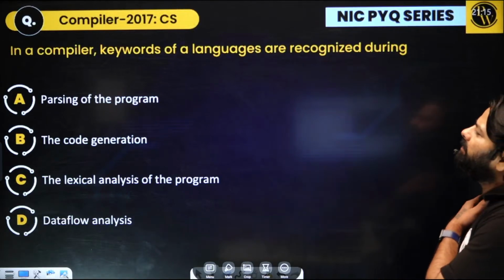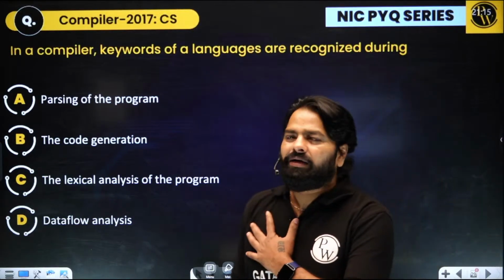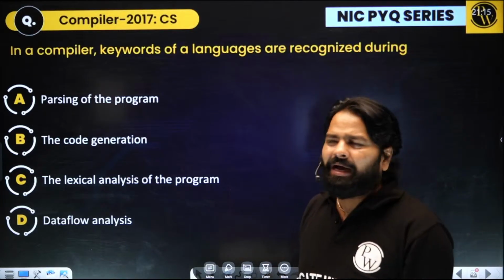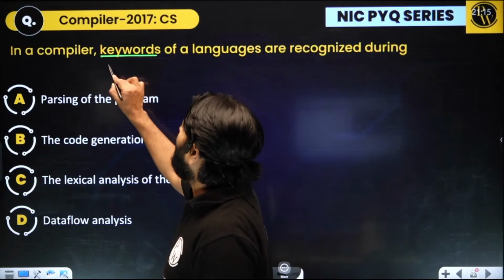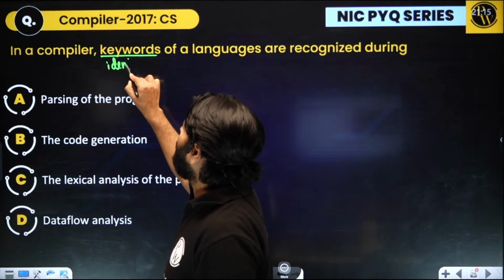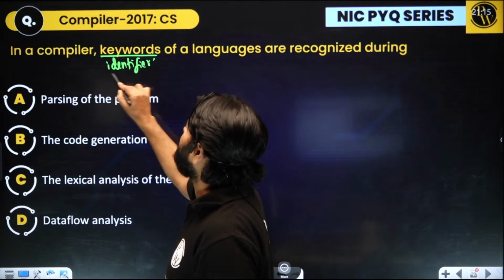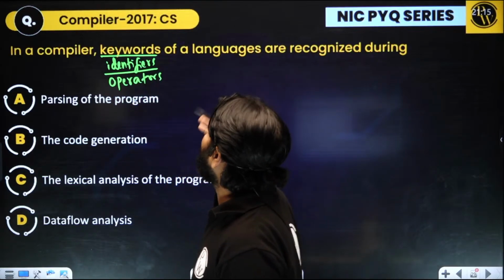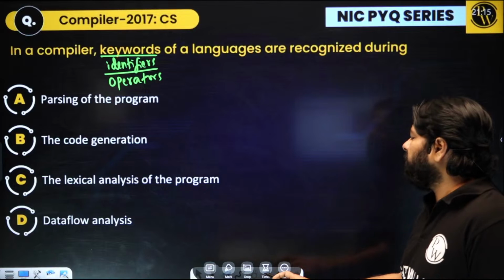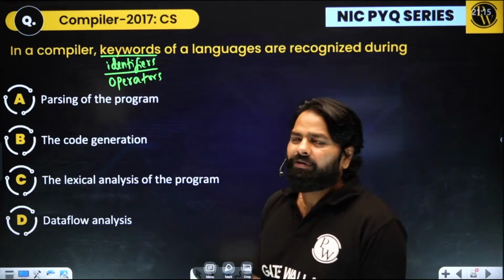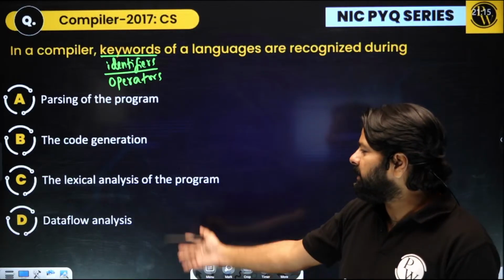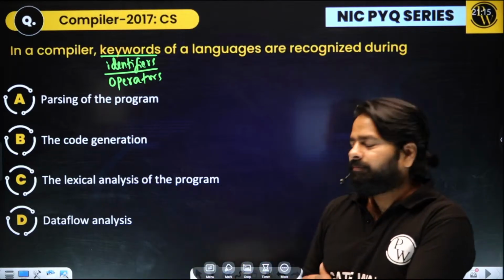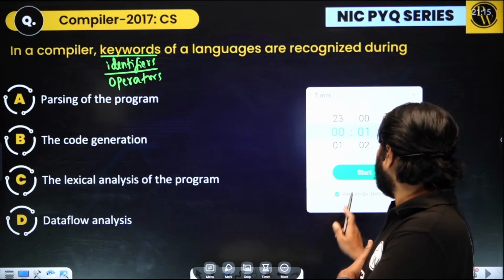In a compiler, keywords of a language are recognized during. It was a so easy question here. Not only keywords, identifiers. In the exam, they may ask anything: keywords, identifiers. What else may they ask? Operators. So many, right? Recognized during. I think you don't need a timer for this. Just answer it where it is. Anybody still thinking? Just take the timer then.